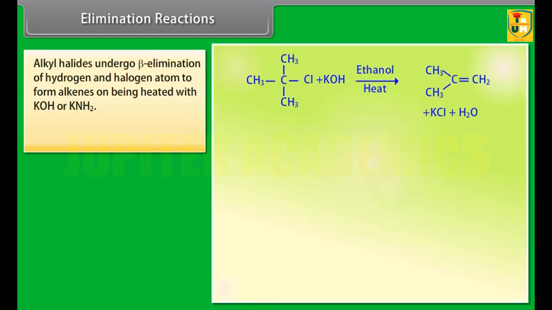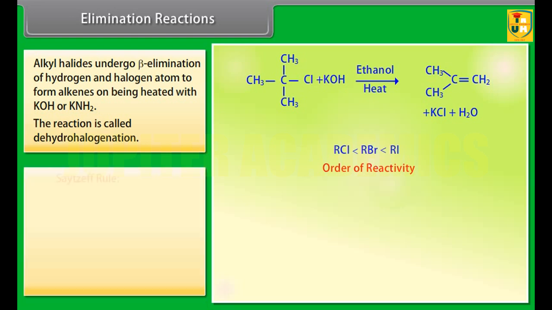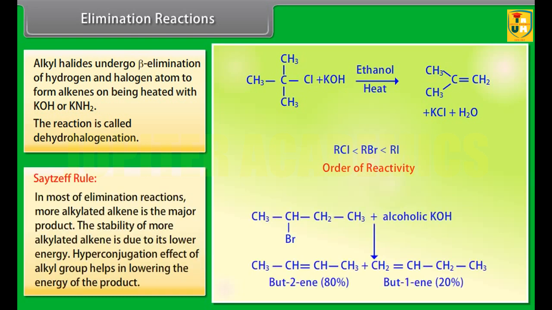Elimination reactions. Alkyl halides undergo beta elimination of hydrogen and halogen atom to form alkenes on being heated with KOH or KNH2. The reaction is called dehydrohalogenation. Saytzeff rule. In most elimination reactions, the more alkylated alkene is the major product. The stability of the more alkylated alkene is due to its lower energy. Hyperconjugation effect of alkyl groups helps in lowering the energy of the product.